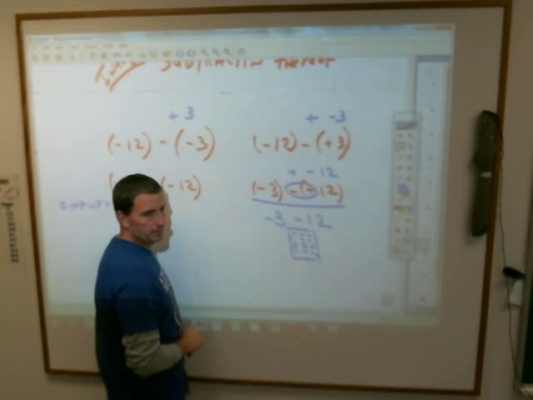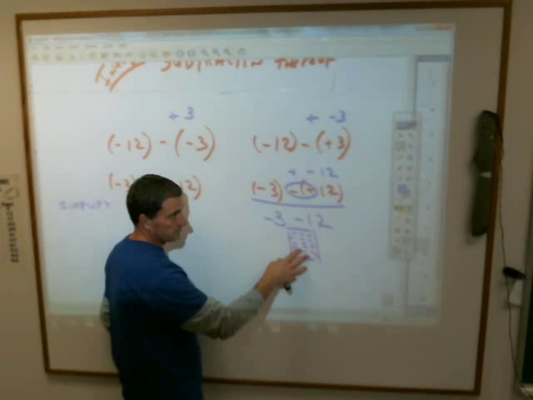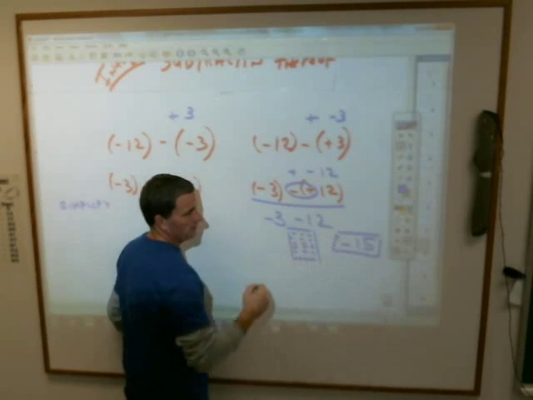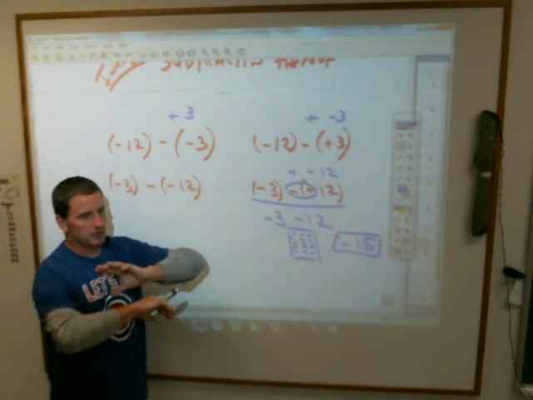What do I end up with? How many minuses are in there? No, if you can't count, it's 15. Okay. All this stuff is a whole bunch of gobbledygook. You can just simplify that.